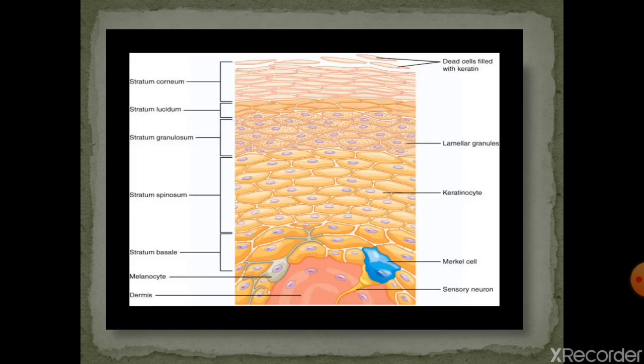Here you can see the pic. The topmost layer is the stratum corneum, and you can see in the stratum corneum the dead cells filled with keratin, or the dead cells desquamated. And below the stratum corneum you can see stratum lucidum, and below this stratum granulosum, the cells with granules, and then stratum spinosum, and last one stratum basale. Stratum basale also called as stratum germinativum.